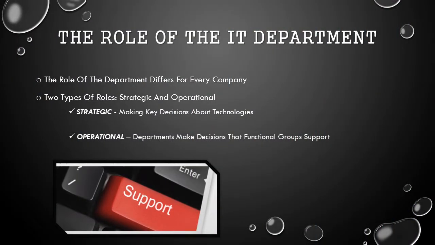The role of the IT department. Many business organizations have an information technology, IT, department to manage their information resources. The role of the department differs for every company. It is broken down into 2 types of roles: strategic and operational. Strategic is all about making key decisions about technologies, while operational lets their departments make decisions that functional groups support.